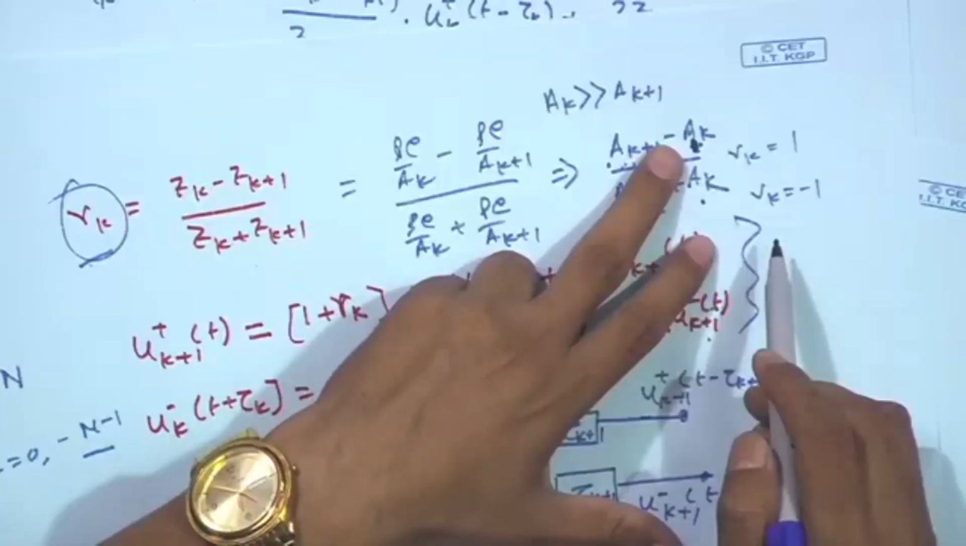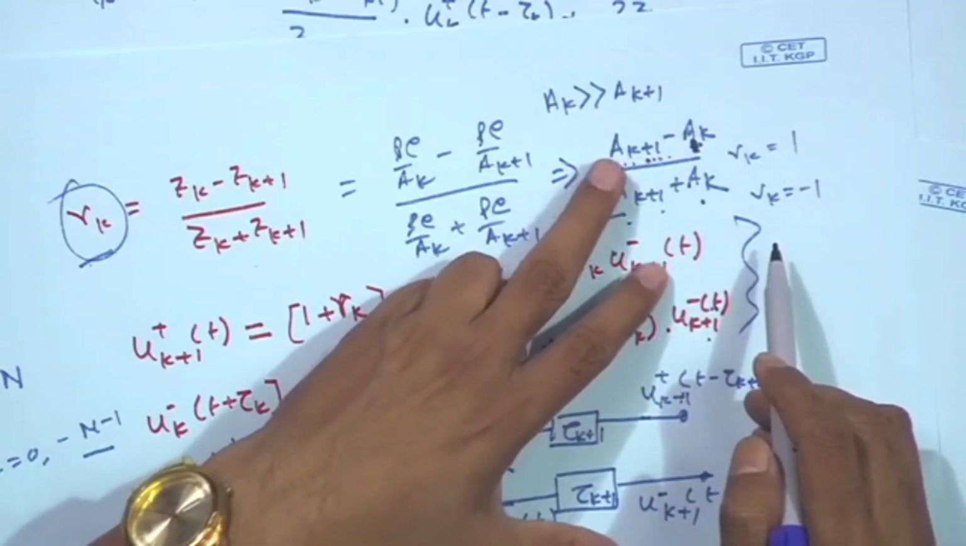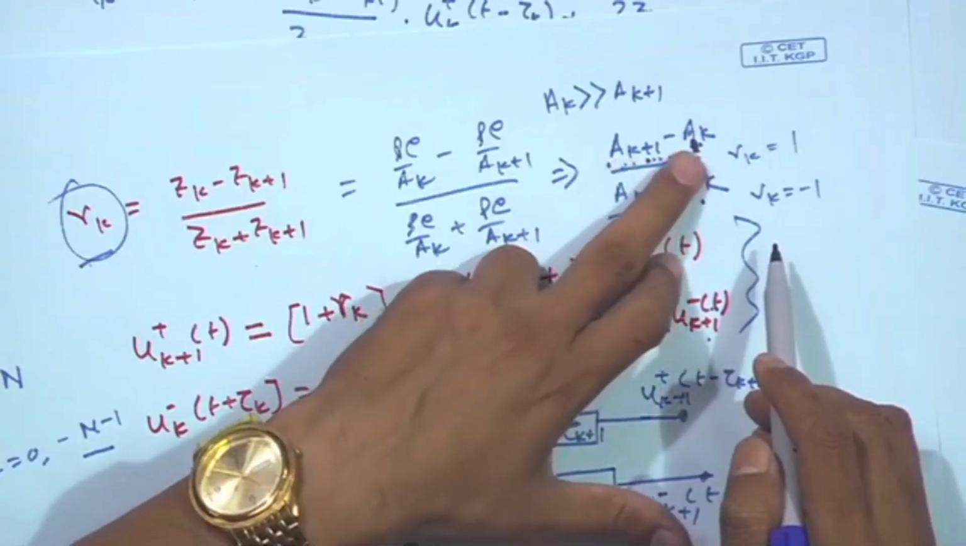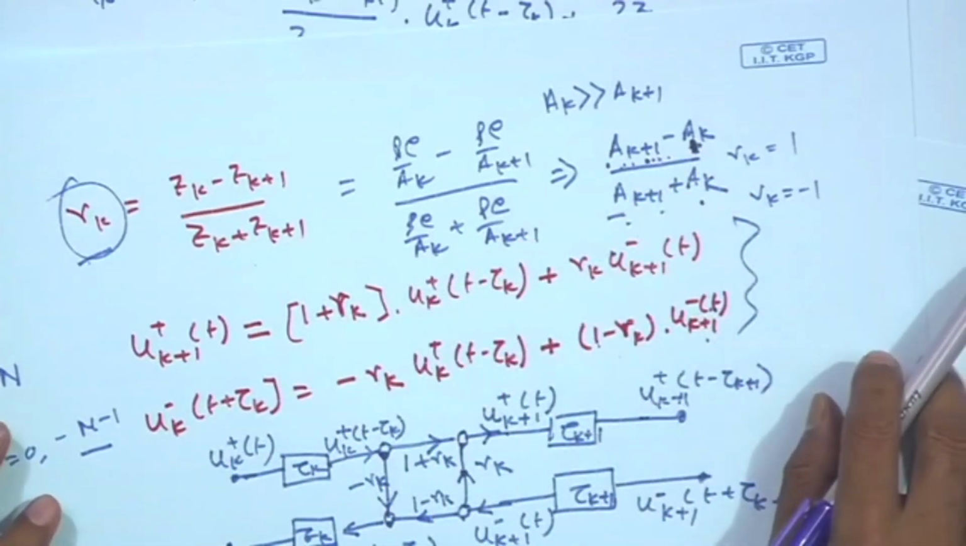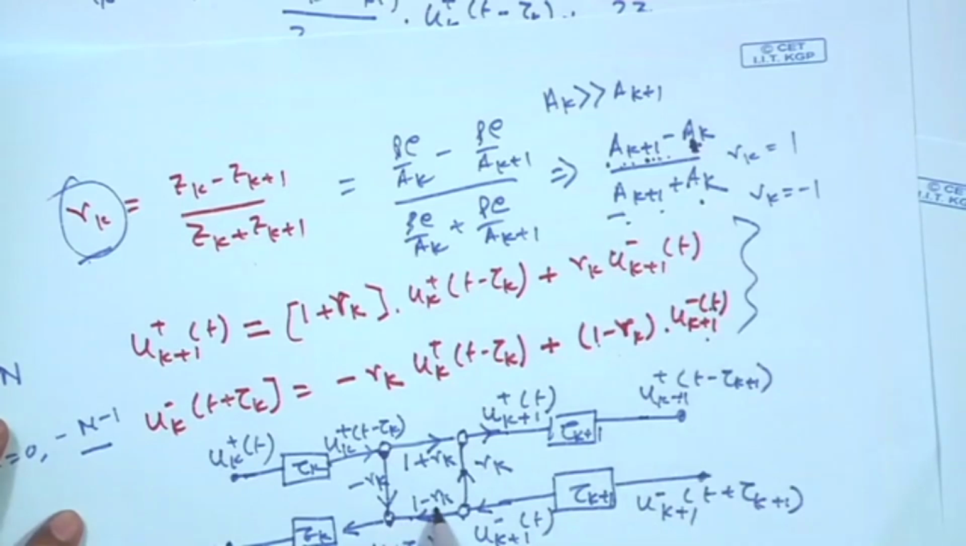Okay. If a k is much greater than a k plus 1, then r k is minus 1. If a k plus 1 is much greater than a k, then r k is plus 1. Okay. So, this is 1 minus r k. If r k is plus 1, then if you see this signal reflected, the effect of the backward wave is multiplied by 0.